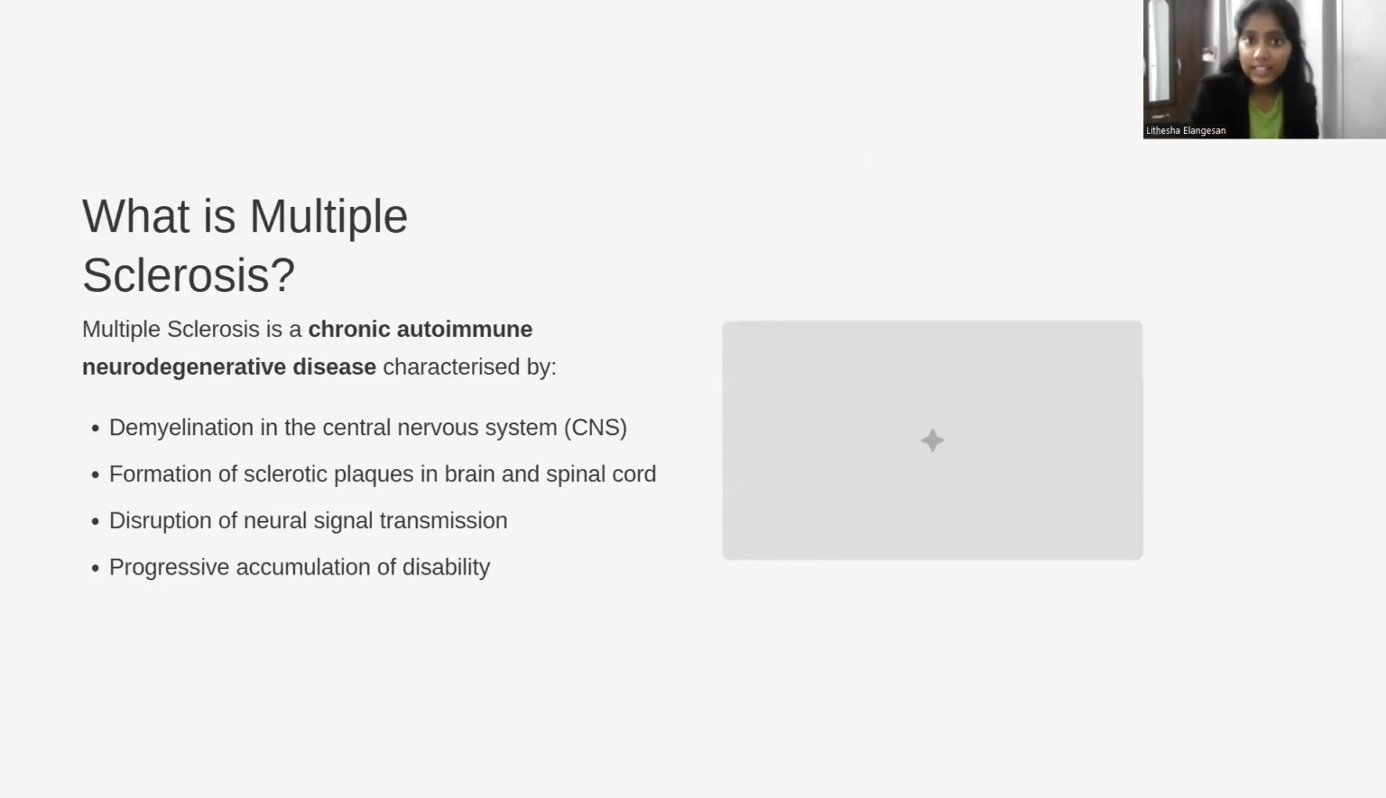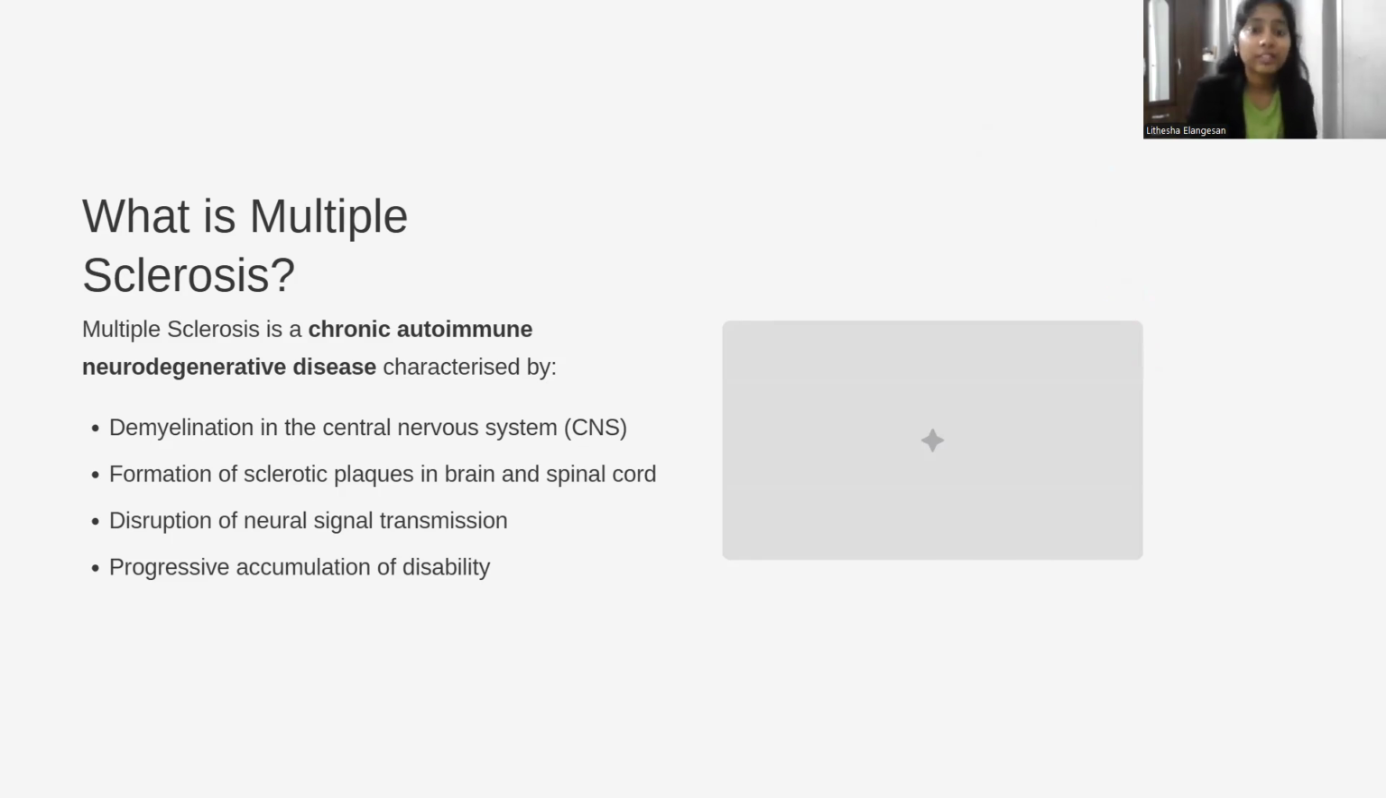So, what exactly is multiple sclerosis? Now, most of you may already know this, but for those of you that don't, it is a chronic autoimmune neurodegenerative disease. Chronic essentially means lasts for a long period of time, and autoimmune is where the body's immune system attacks its own body cells. So it attacks your own body cells, which are not foreign, but the immune system recognizes them as foreign. That's what's happening in multiple sclerosis as well.